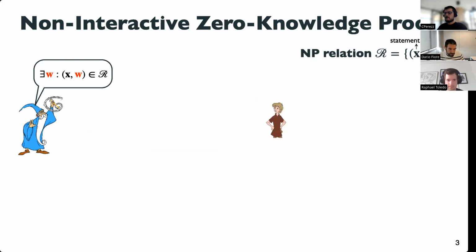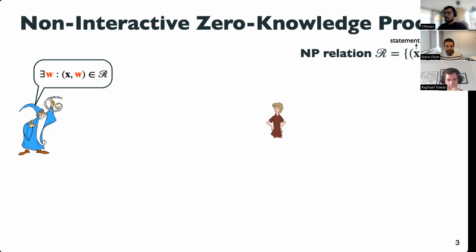All right, so what are non-interactive zero-knowledge proofs? A non-interactive zero-knowledge proof is a proof system for NP relations. An NP relation is a relation about pairs of a statement and witness. For example, X could be certain strings of 256 bits, and then the relation contains all pairs (X, W) such that the hash of W is X. That's an example.